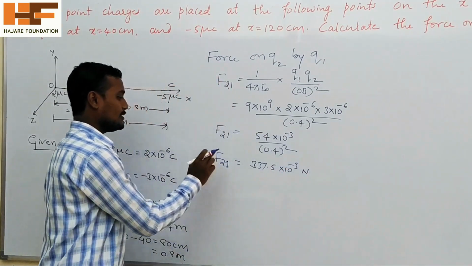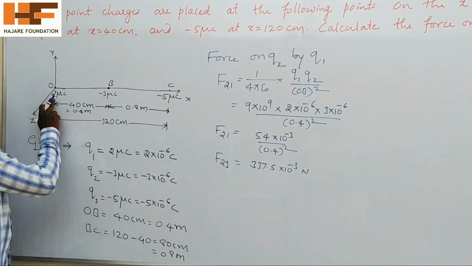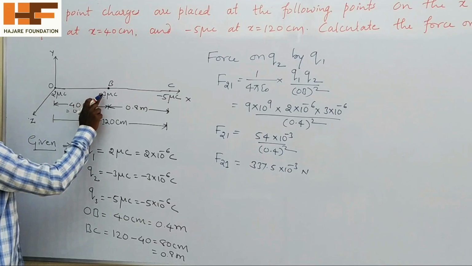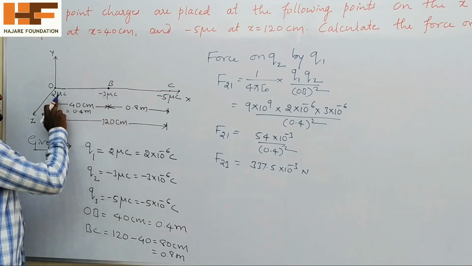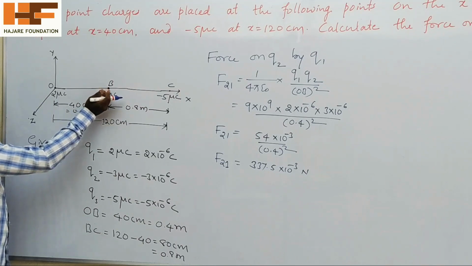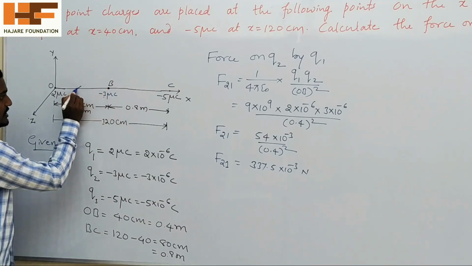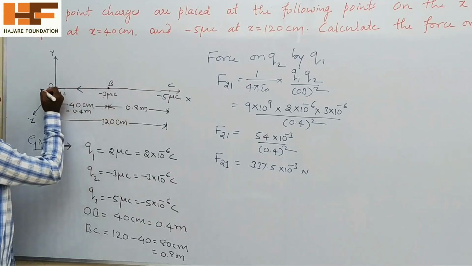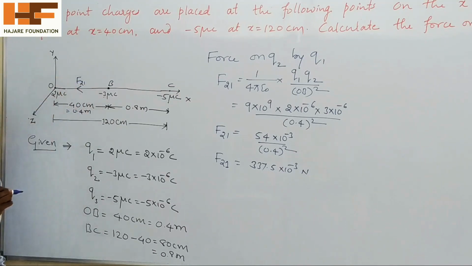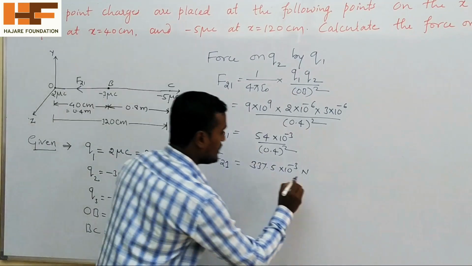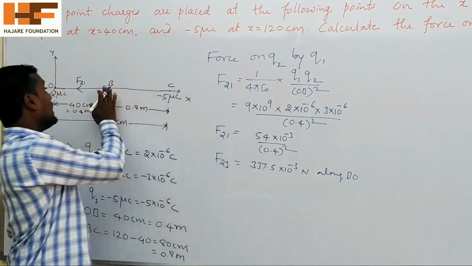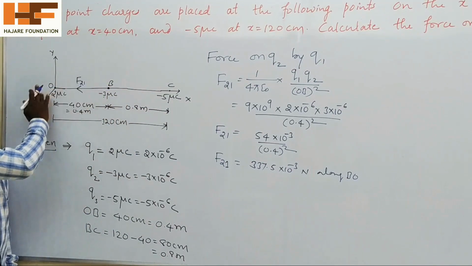Then what is the direction of this force? Now see here, it is a plus, it is a minus. It means the force acting on B, this charge is attracting this Q2. Therefore, the direction is along BO. This is the F21 direction, along BO. That is the force of attraction.